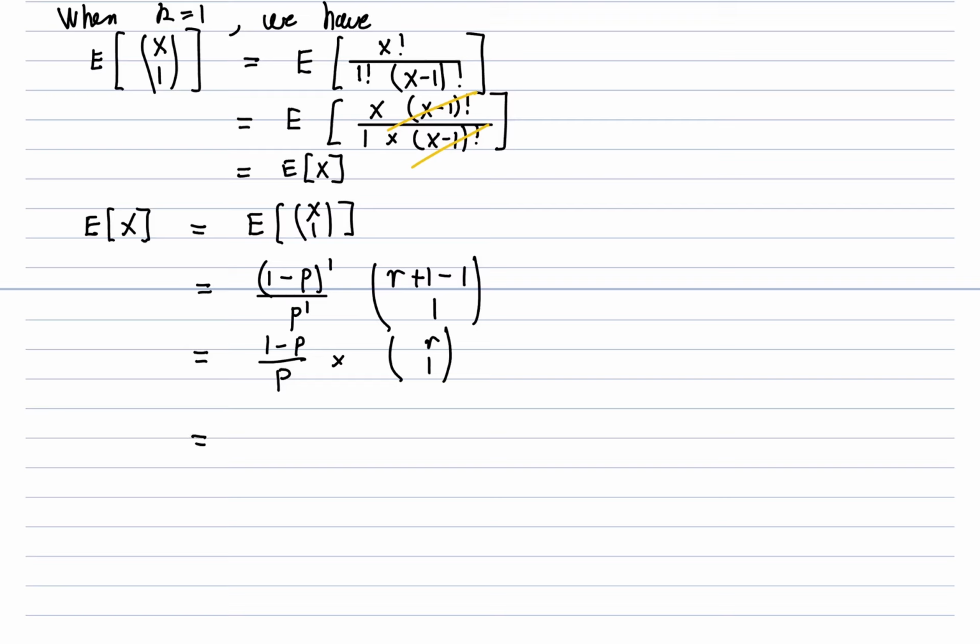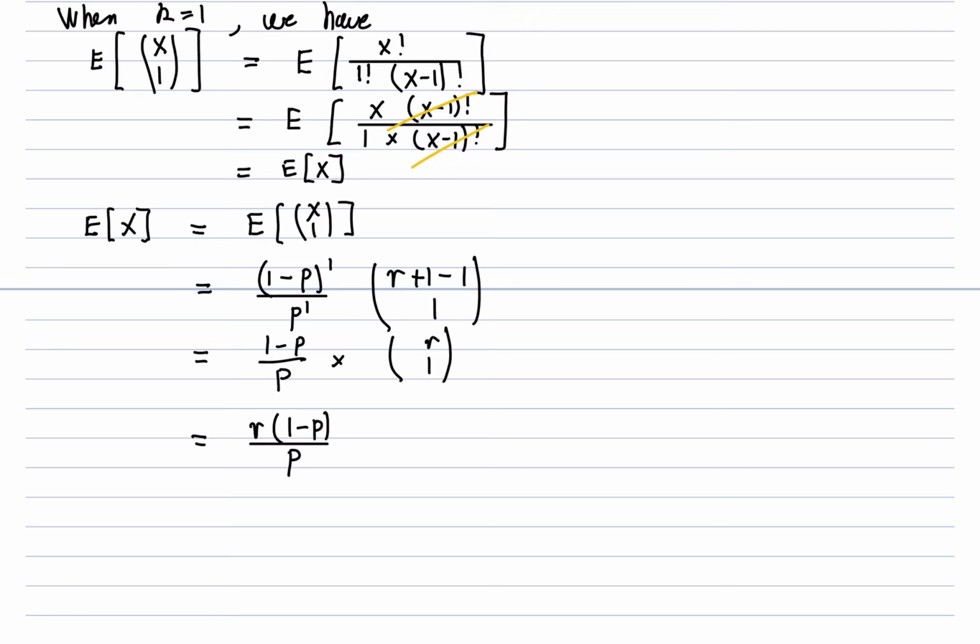And we know by the very definition of what r choose 1 is, I'm not going to go through a similar example where we had x choose 1 simplified to x. We know that r choose 1 will just simplify to r. And so we're left with r times (1 - p) over p. And there you have it. We've come up with the expected value of x.